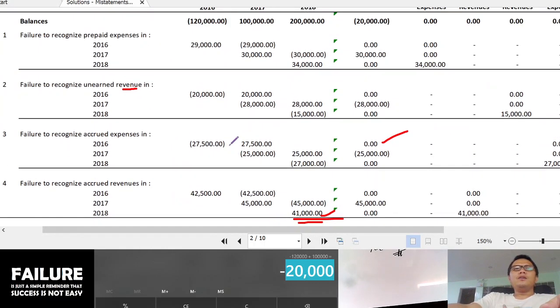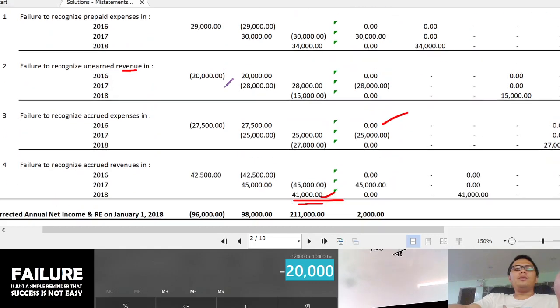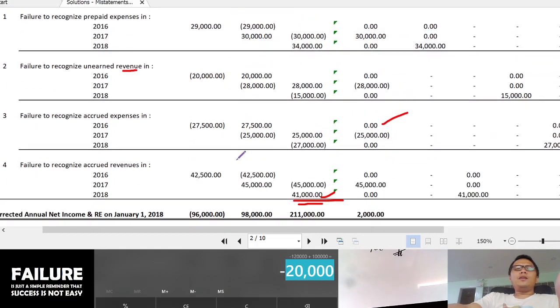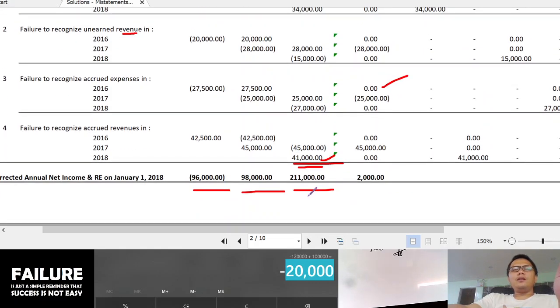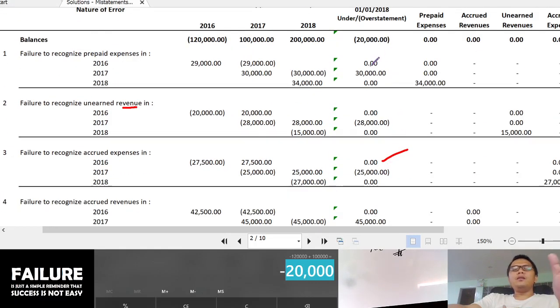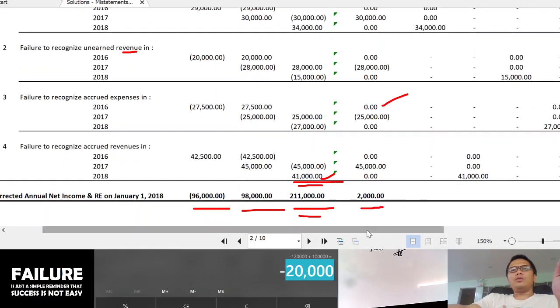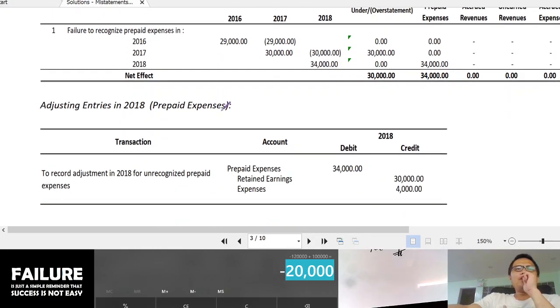So, after all these adjustments, class, after all this correction, the correct net income in 2016 is a net loss of 96,000. In 2017, we have a net income of 98. In 2018, a correct net income of 211. The correct beginning retained earnings is positive 2,000. So now, let's go to the journal entry.